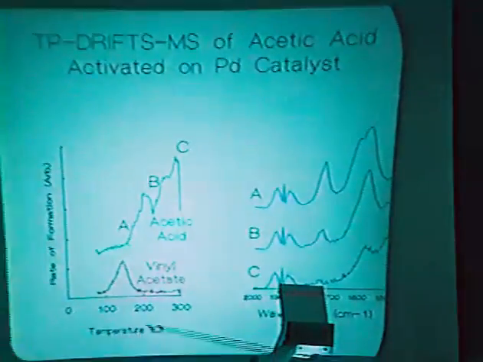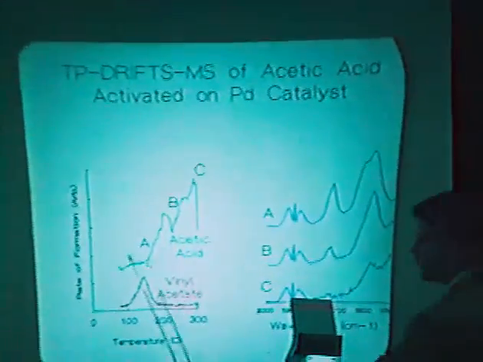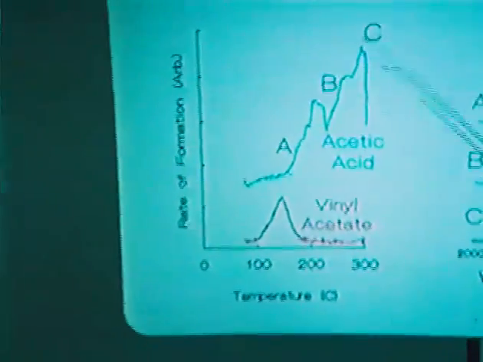I want to show you a little broader range of what's going on. This is the same experiment, the same vinyl acetate peak, but now we're looking all the way up to 300 degrees, and we see at higher temperature we form acetic acid. I say 2 batches here.